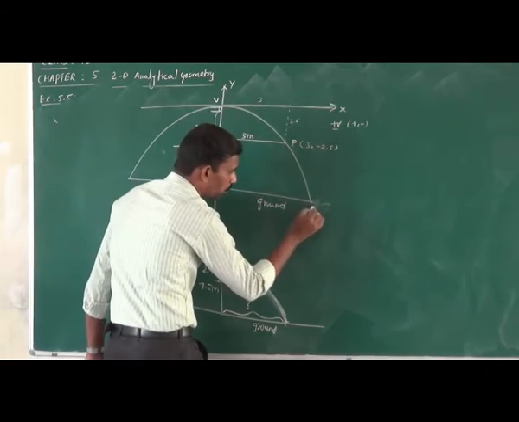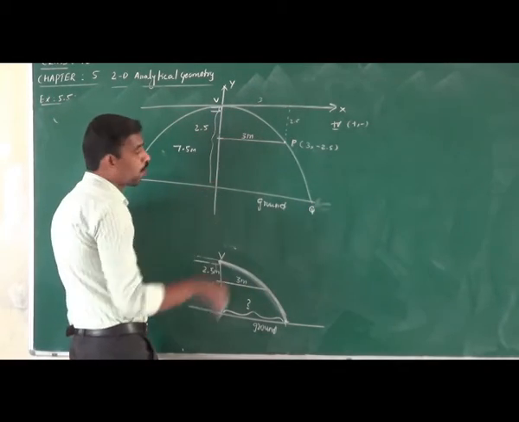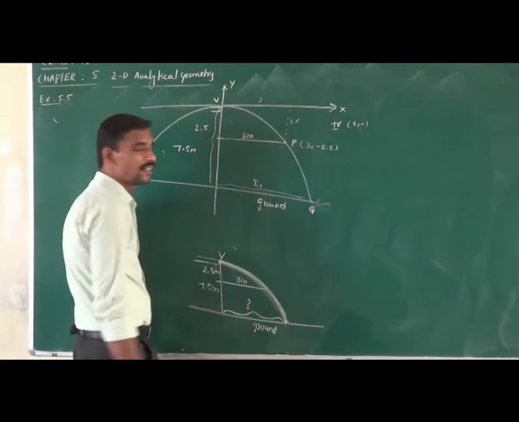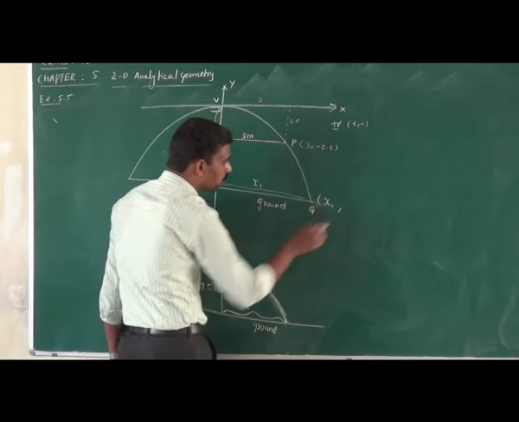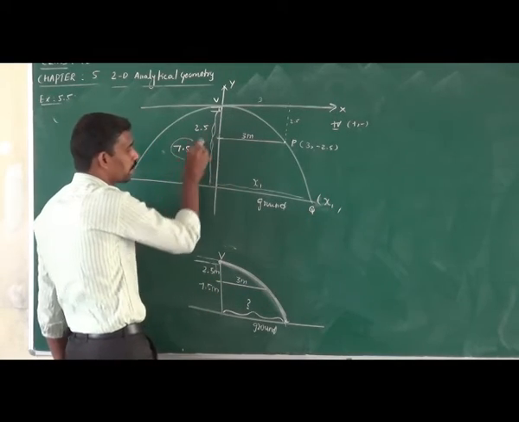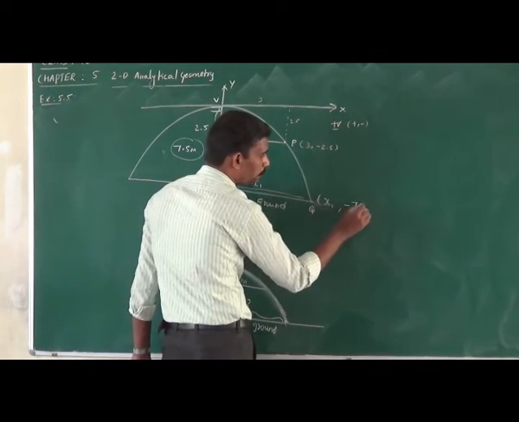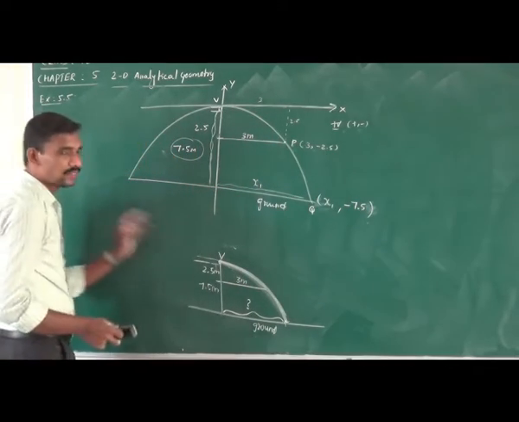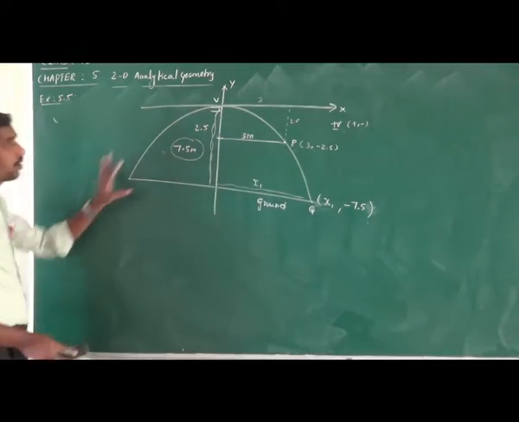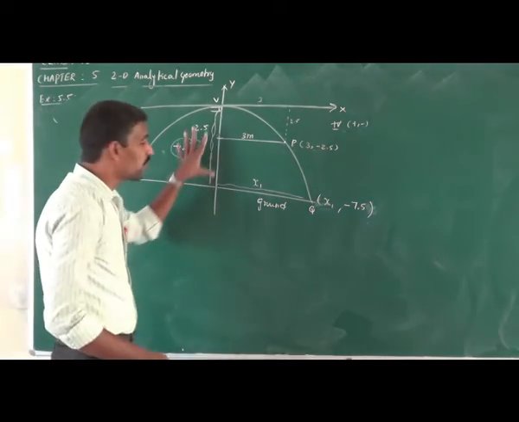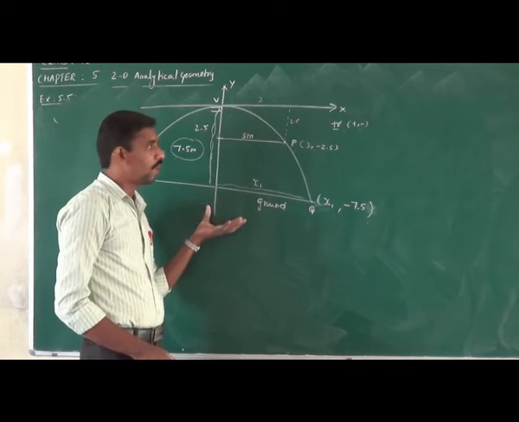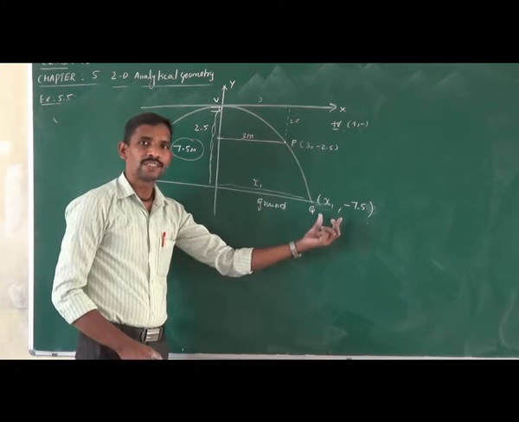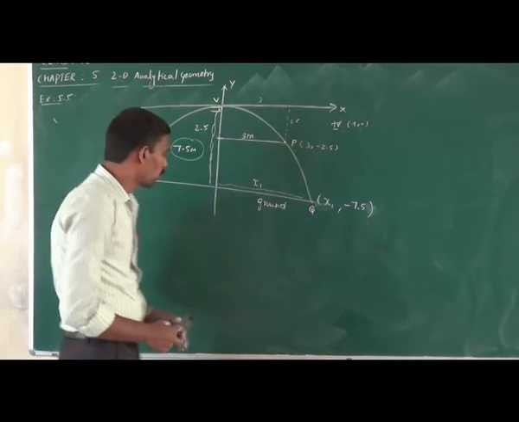Another point Q, the point Q where the water strikes the ground. We want to find out the horizontal distance. We don't know the horizontal distance, so take it as x1. What about the vertical distance? Overall distance is nothing but 7.5 meter, so minus 7.5 meter, because this is the fourth quadrant. Now this is the rough, initial diagram, and all the details are here. First of all, we want to find the equation of the parabola, and substituting this point P, we get the value of a. After that, substituting the other point, we get exactly what x1 is.